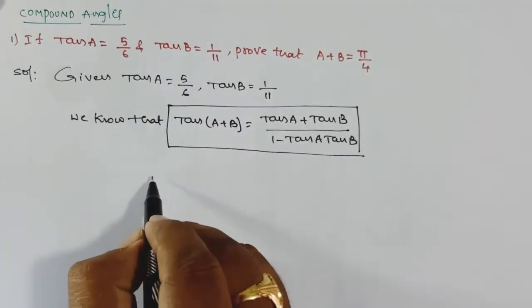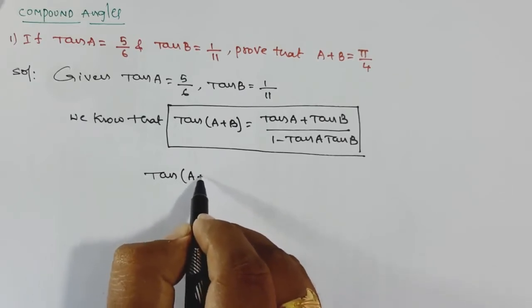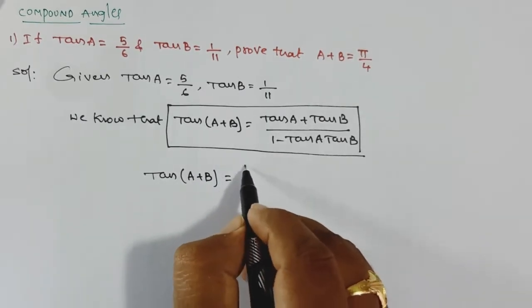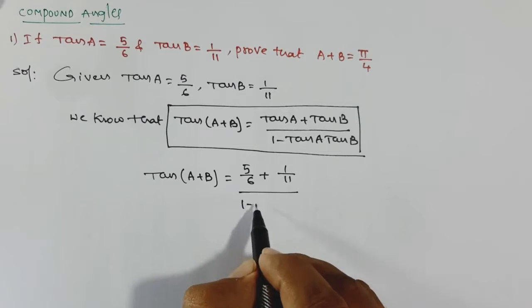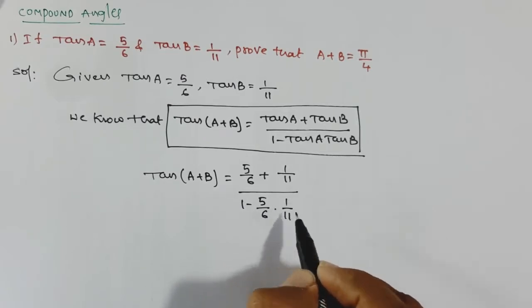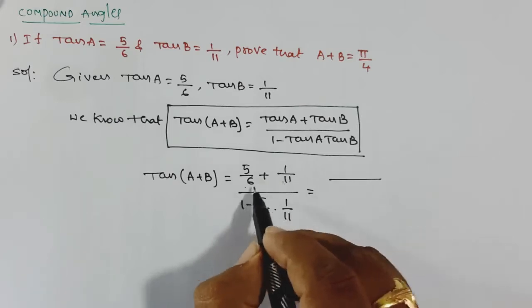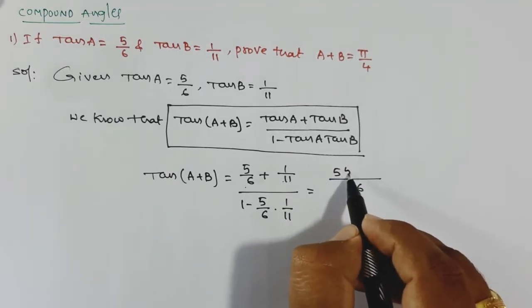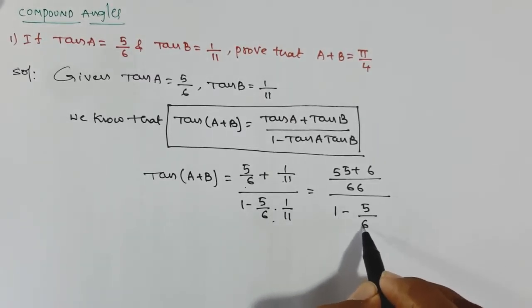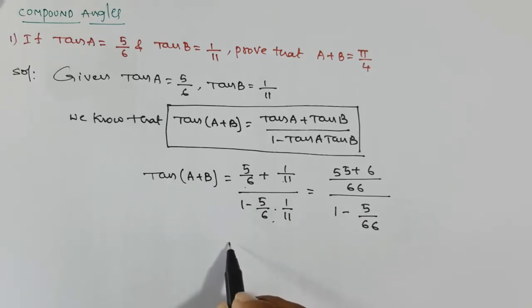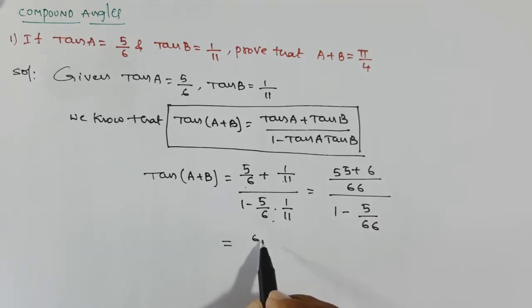Tan A is 5 by 6. Tan of A plus B equals 5 by 6 plus 1 by 11, divided by 1 minus 5 by 6 into 1 by 11. Take the LCM of the two fractions in the numerator, 66: 5 into 11 is 55, plus 6, by the product of the two fractions, 66. Simplify the numerator, we get 61 by 66, and take the LCM of 1 minus 5 by 66 in the denominator and then simplify.